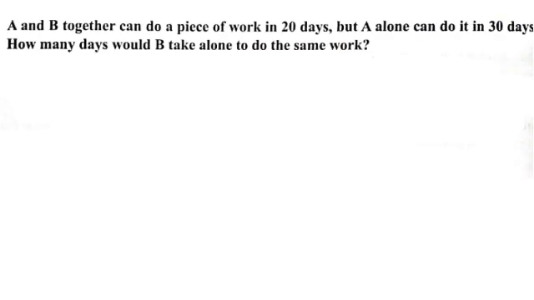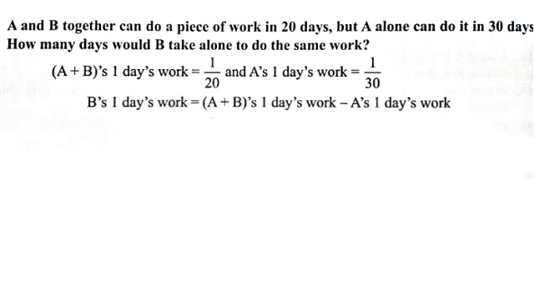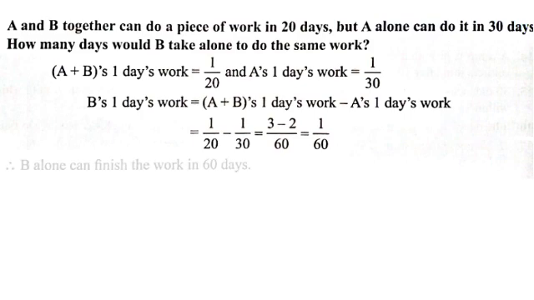A and B working together can do a piece of work in 20 days, but A alone can do it in 30 days. How many days would B take alone to do the same work? A plus B's one day work is equal to 1 by 20, and A's one day work is 1 by 30. So B's one day work is equal to A plus B's one day work minus A's one day work, which is equal to 1 by 20 minus 1 by 30, which is equal to 3 minus 2 by 60 when we take the LCM, which is equal to 1 by 60. So B alone can do the work in 60 days.